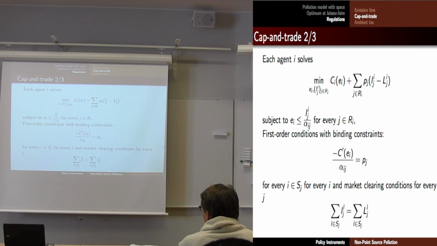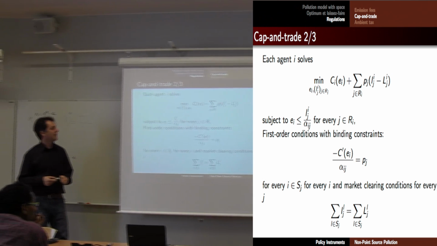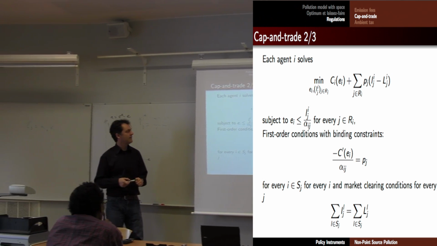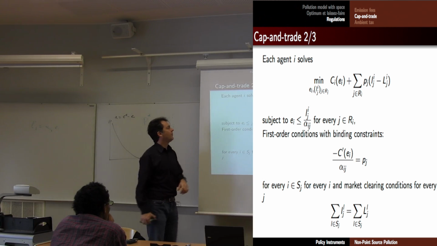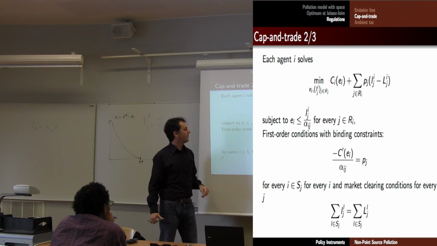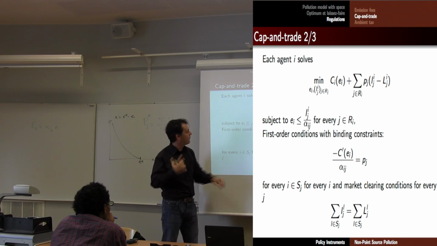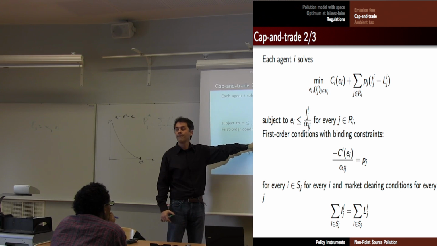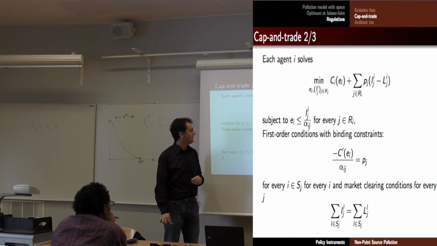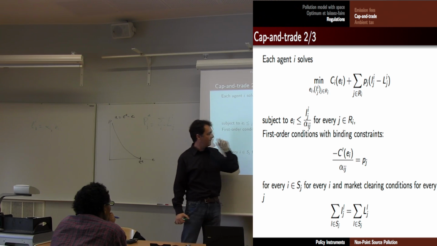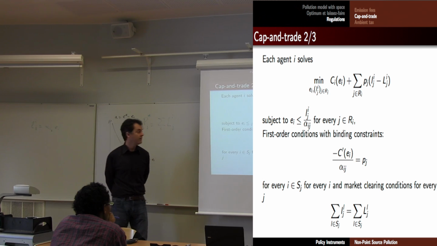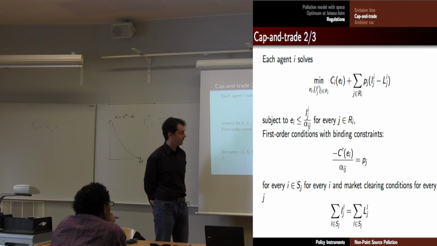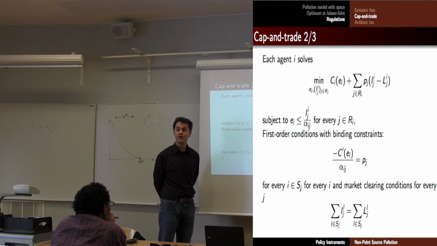Now, if you implement this cap and trade system at each receptor of pollution, each polluter will solve this problem, and if you solve this, then you get those first order conditions. That is, equalize the marginal abatement cost divided by the transfer coefficient to the price of allowances in each spot j.